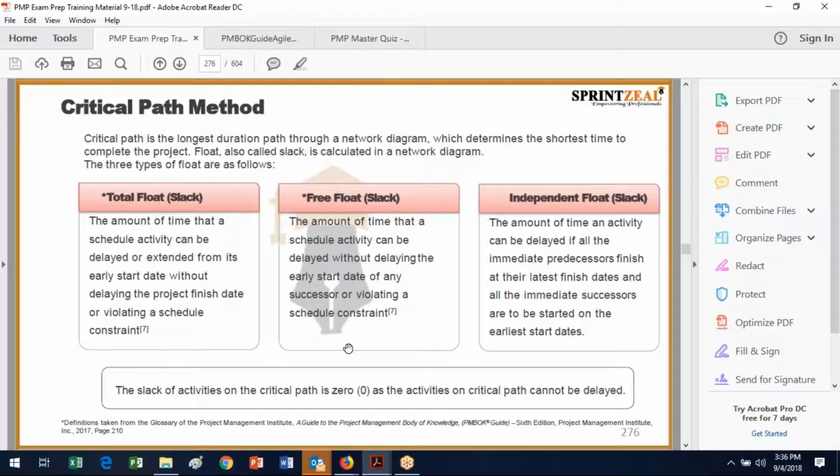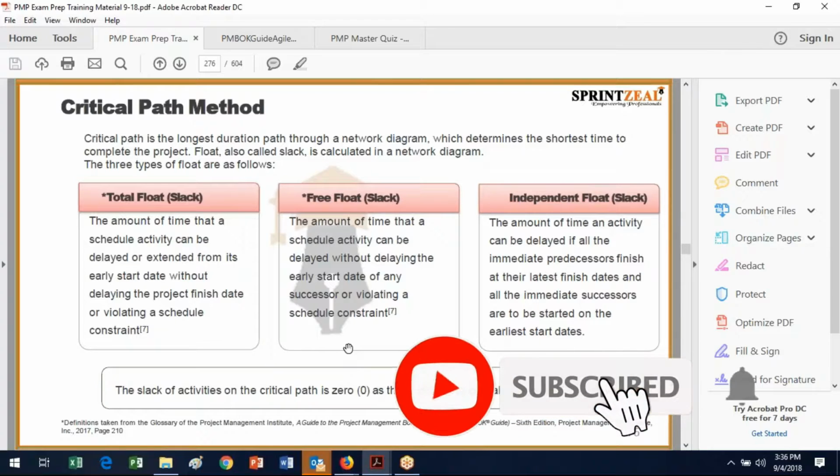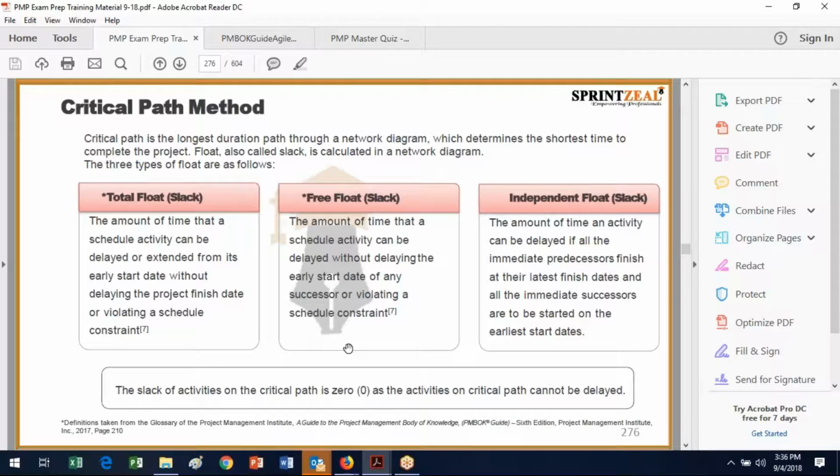The free float is the amount of time that a scheduled activity can be delayed without delaying the early start date of any successor or violating a schedule constraint. So that's just the task adjacent to it. And then the independent float, or slack, is the amount of time an activity can be delayed if all the immediate predecessors finish at their latest finish dates and all the immediate successors are to be started on the earliest possible start. So in other words, this is another place that you might want to write down things for your brain dump.